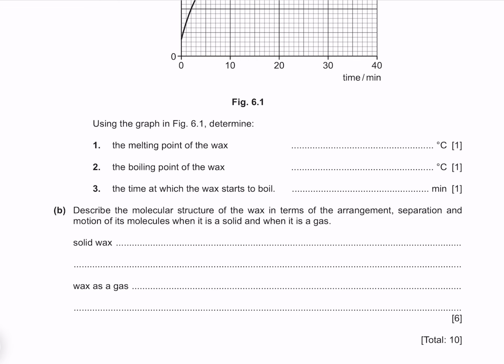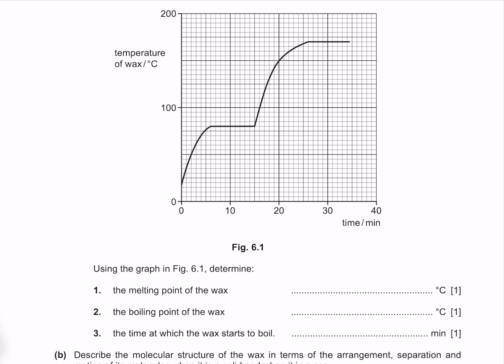Using the graph in Figure 6.1, determine the melting point of the wax, which is this plateau here, which is 80 degrees. Because the temperature stops changing, the energy is no longer being used to increase the temperature of the wax, it's being used to change its state. For the same reason, the boiling point of the wax must be here, which represents 170 degrees. The time at which the wax starts to boil must therefore be the start of this plateau, which is 26 minutes.